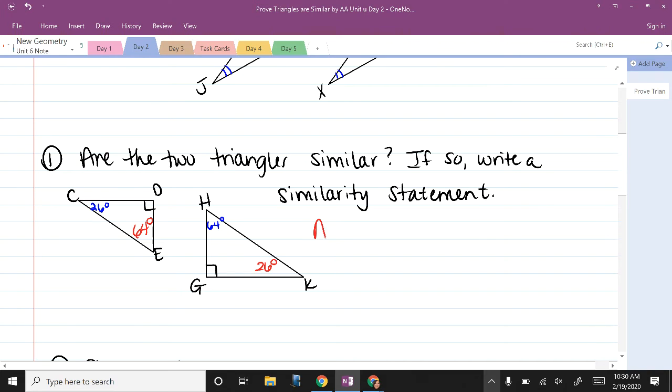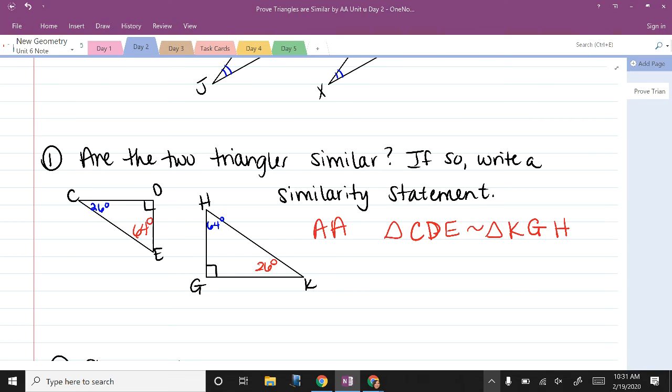Yes, because the angle-angle similarity says if I have at least 2 angles congruent, then those are similar. So I have to write a similarity statement. So that means I need triangle blank is similar to triangle blank. So let's just start with C. Angle C is congruent to what angle in the other triangle? K. And D is congruent to what? G, and E is congruent to H. Pretty simple, right? Any questions on that?